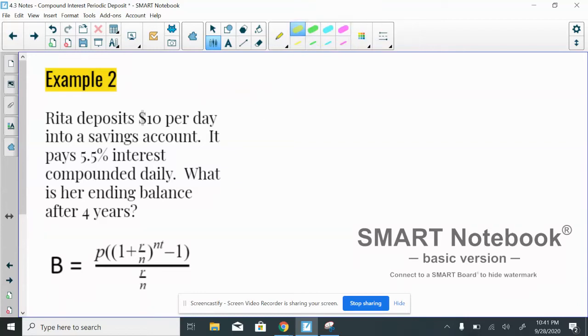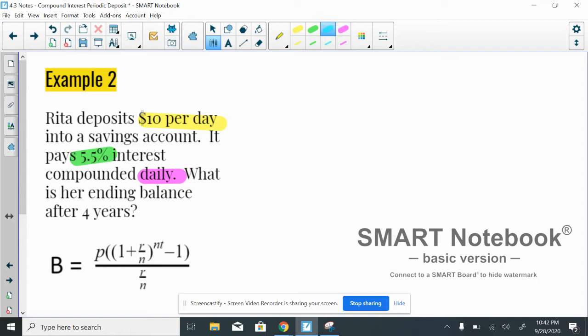Okay, we're going to take a look at example number 2, real similar to example number 1. This time it says Rita deposits $10 per day into a savings account. It pays 5.5% interest compounded daily. So again, notice that she's depositing per day and that it's getting compounded every day. Like we said before, those have to match.